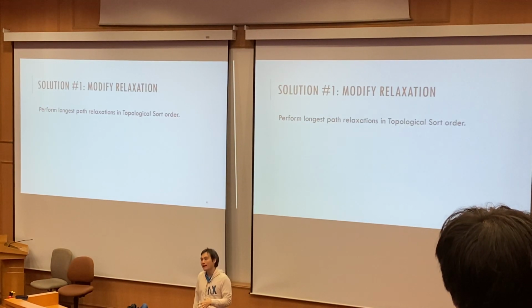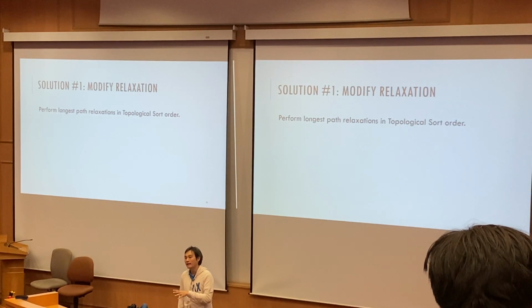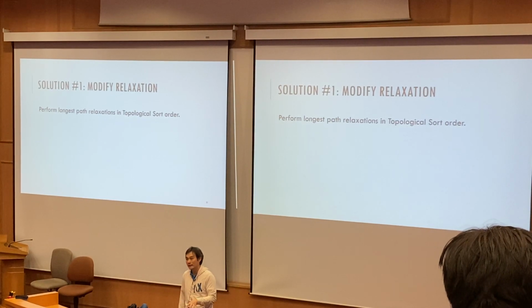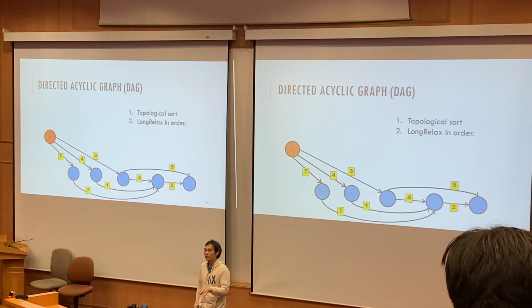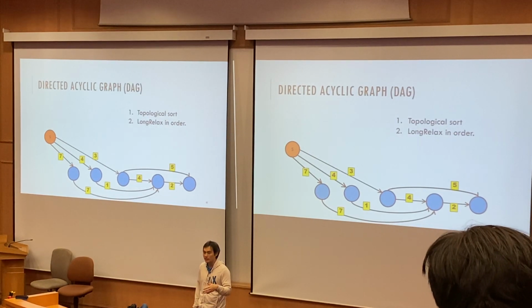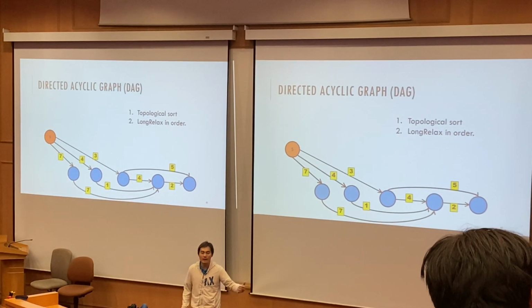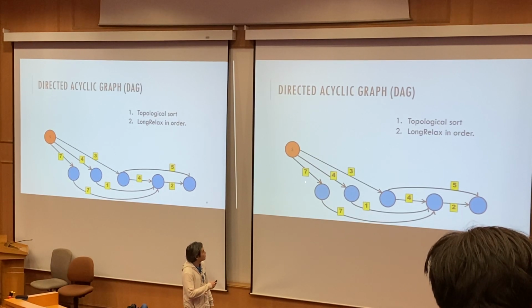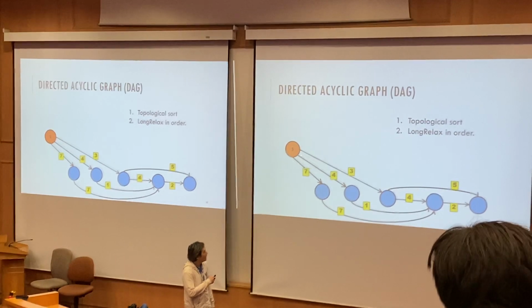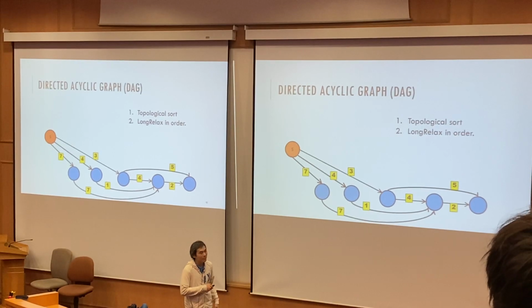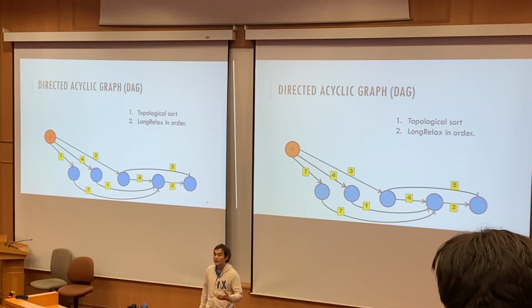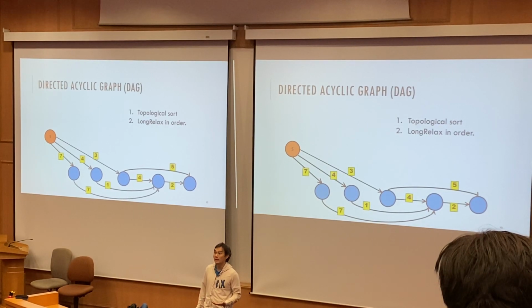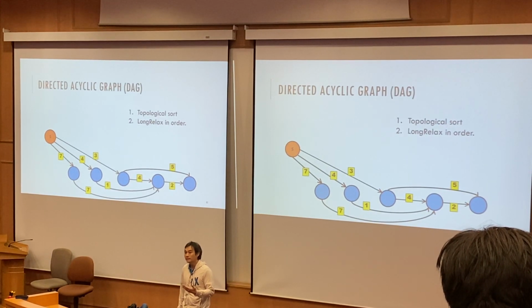Because it's a DAG, what you can do is perform the relaxations in topological sort order. Why do you perform topological sort? In a DAG, from S to some other node, you have to go through either S directly or through the predecessors in topological sort order. You know that this must be the case, so you can relax in that order. So here's an example.